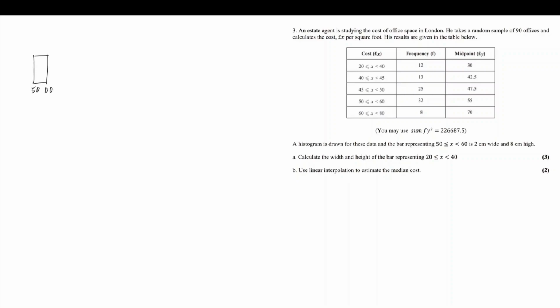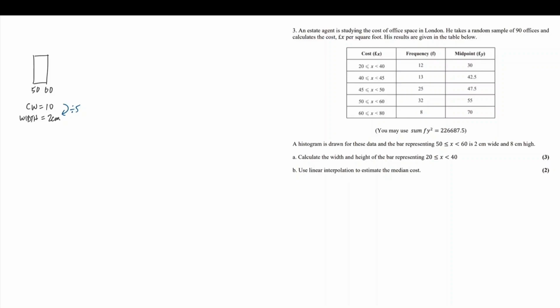So the first bar, 50 to 60. That means there's a class width of 10. That's the difference between them, and a drawn width of 2 centimeters. The scale factor here is to divide by 5. For any class width I now calculate, I know if I divide by 5, I will find the drawn width. 10 divided by 5, 2 centimeters.